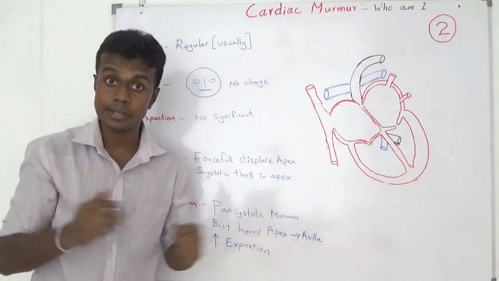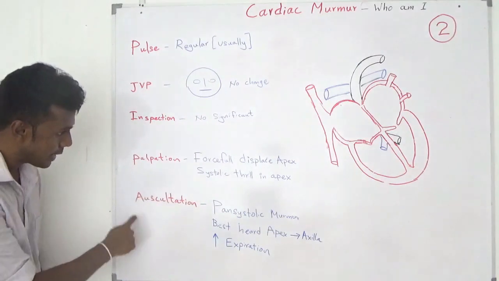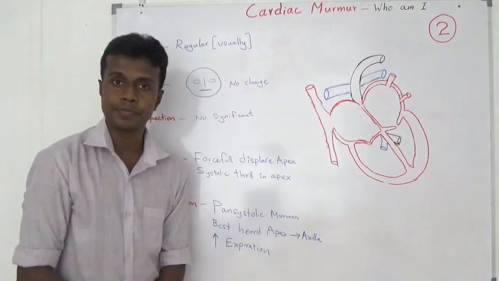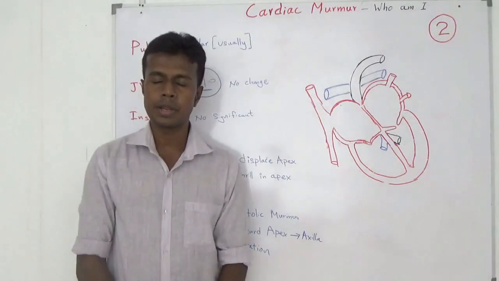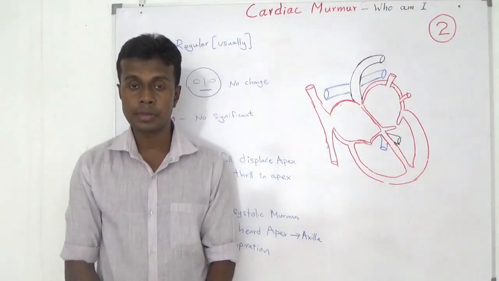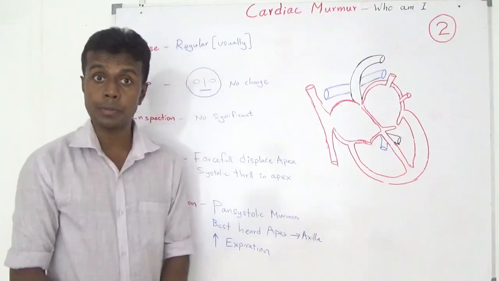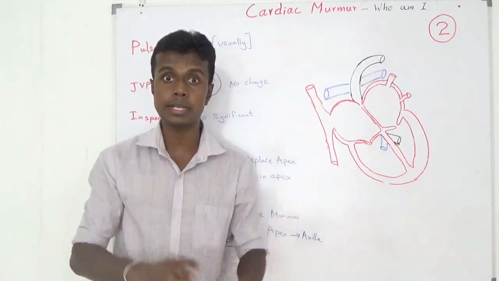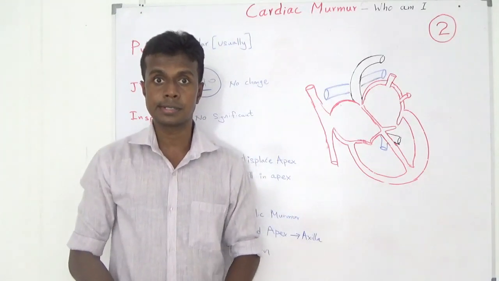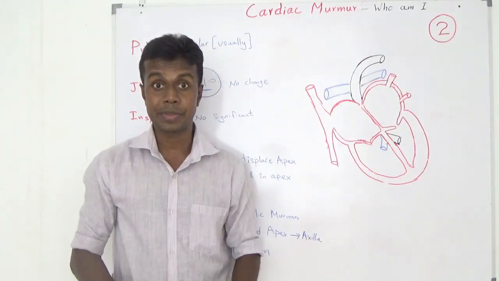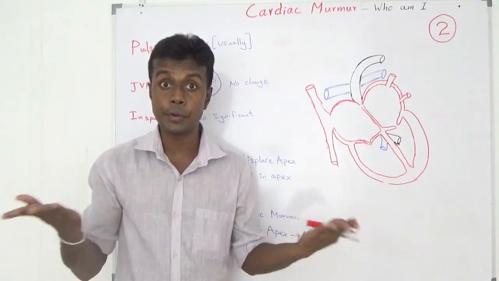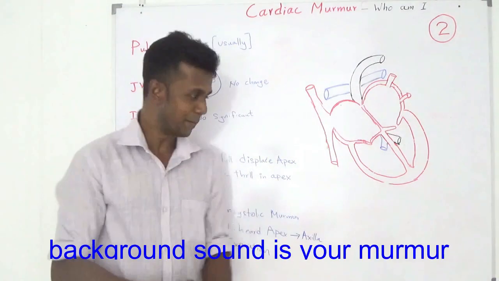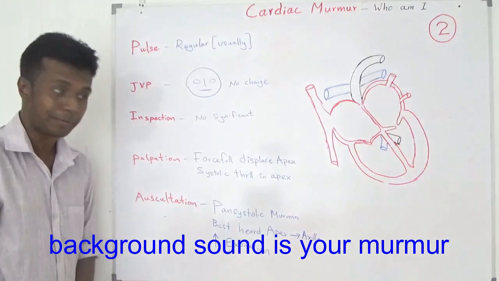Other than that, nothing. When you auscultate, what you can hear is a pan-systolic murmur. Your normal heart sound is lub dub, lub dub. Now you develop a pan-systolic murmur. You can't hear either the lub sound or the dub sound. What you can hear is a pan-systolic murmur. No lub, no dub.